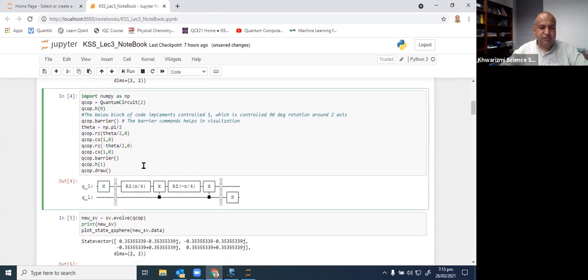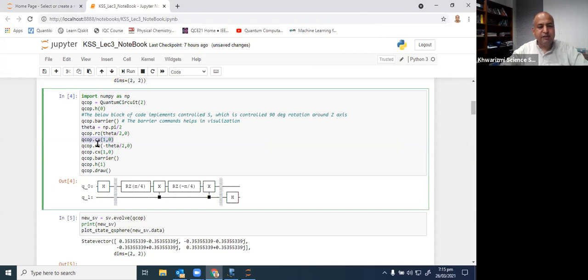Okay, now here I show just another example circuit, just to show how things are used. From the NumPy package, I'm importing NumPy as np, and then I'm building a quantum circuit with two qubits. Again, qubits are labeled 0, 1, 2, 3, and so on in Python, so the index starts at 0. I'm specifying that at qubit 0, apply Hadamard. Then I will usually be using this barrier command, which helps in visualization and does nothing. Then you can apply this rotation around the Z axis. For example, I'm defining some angle theta, and by theta by 2, I'm applying this rotation.